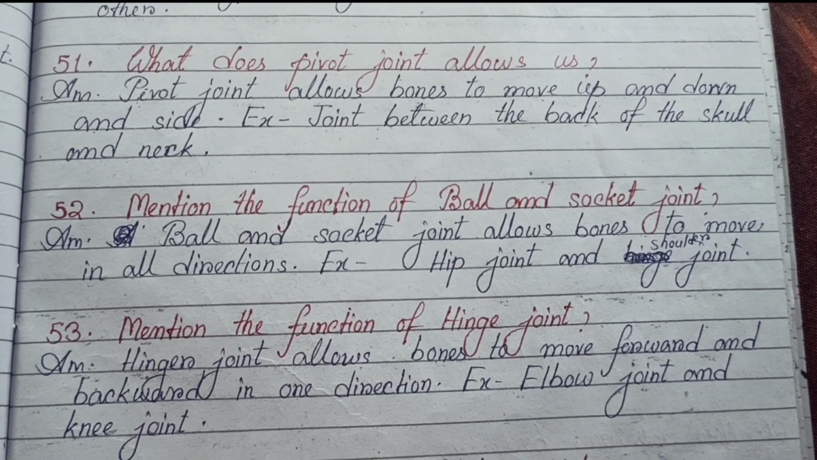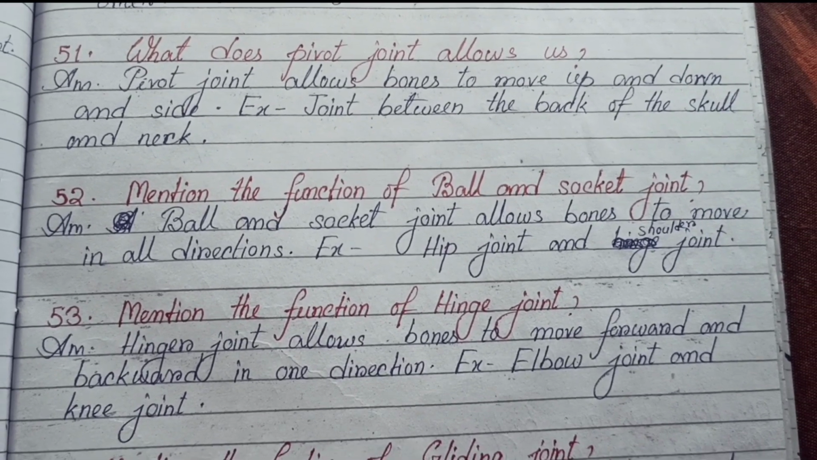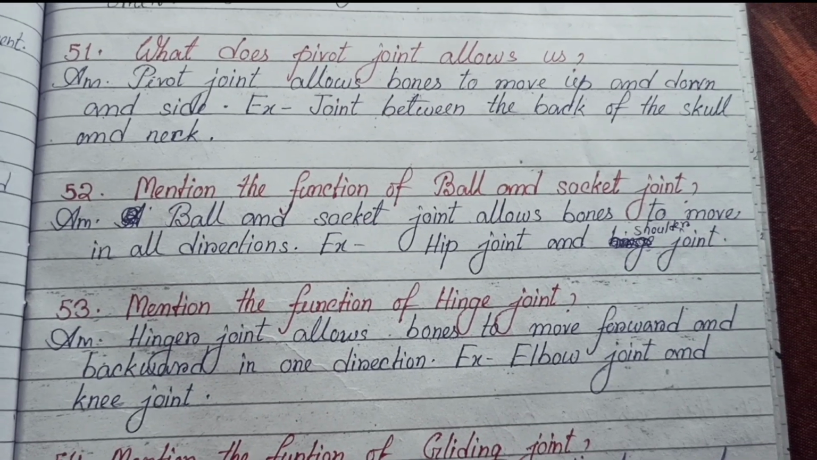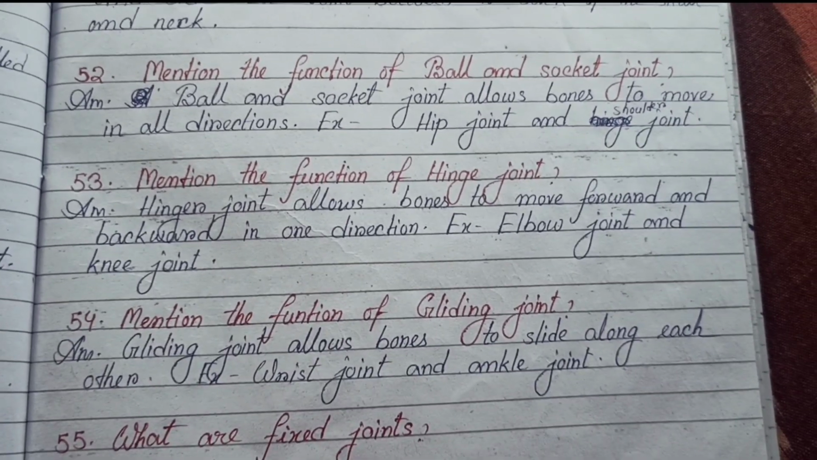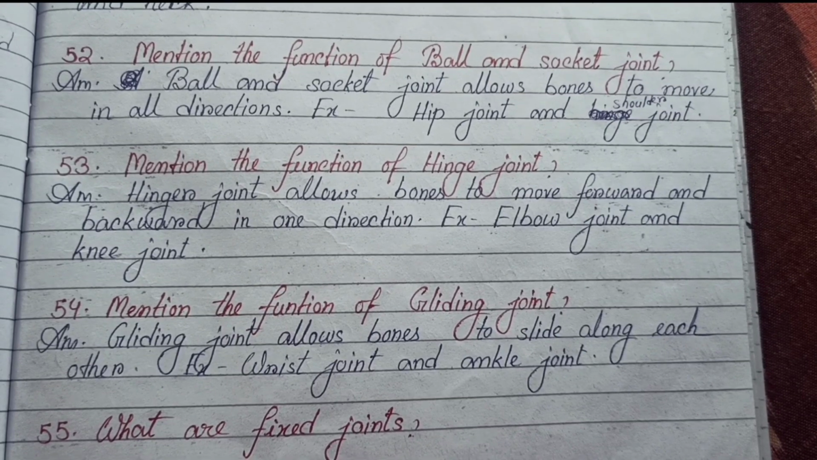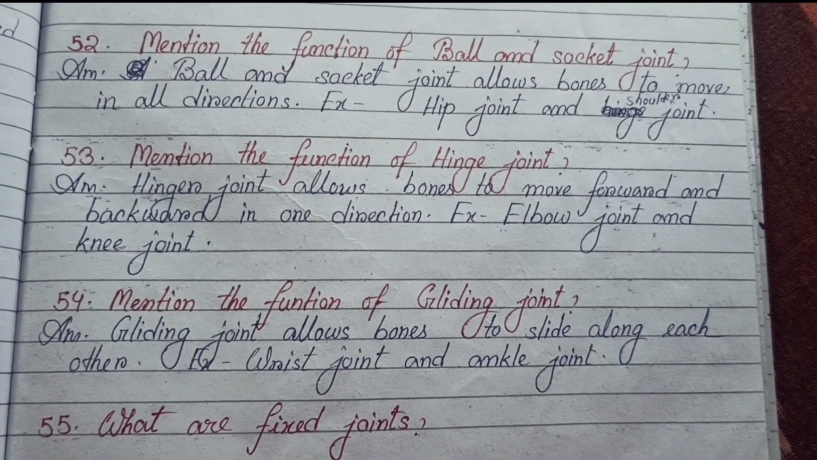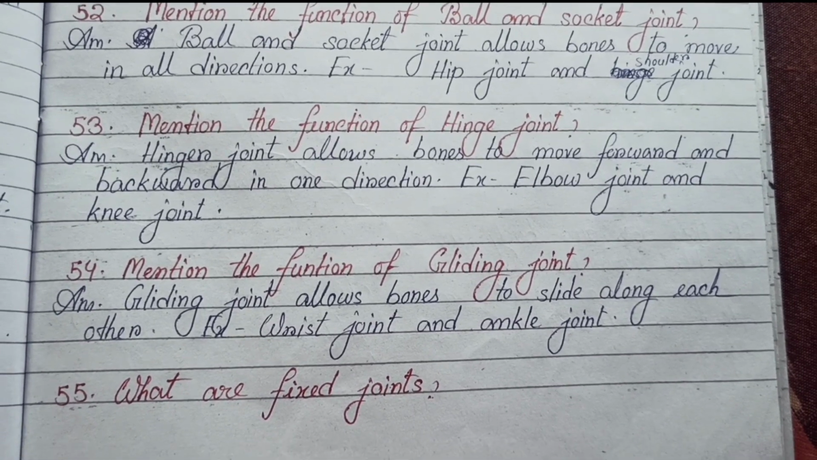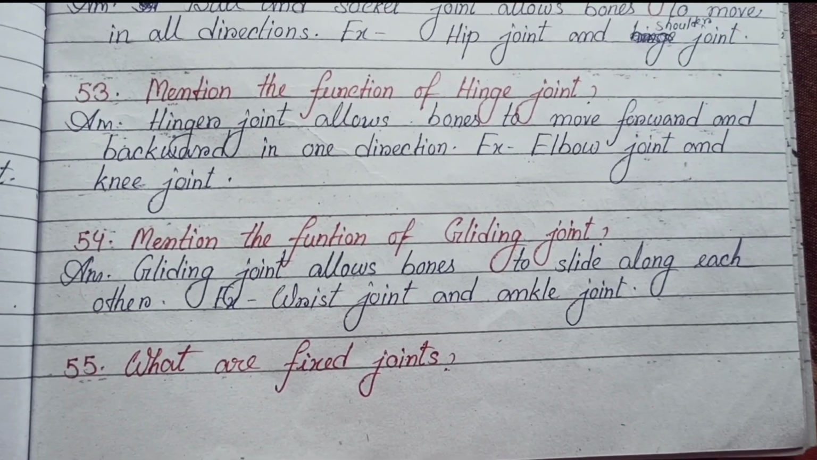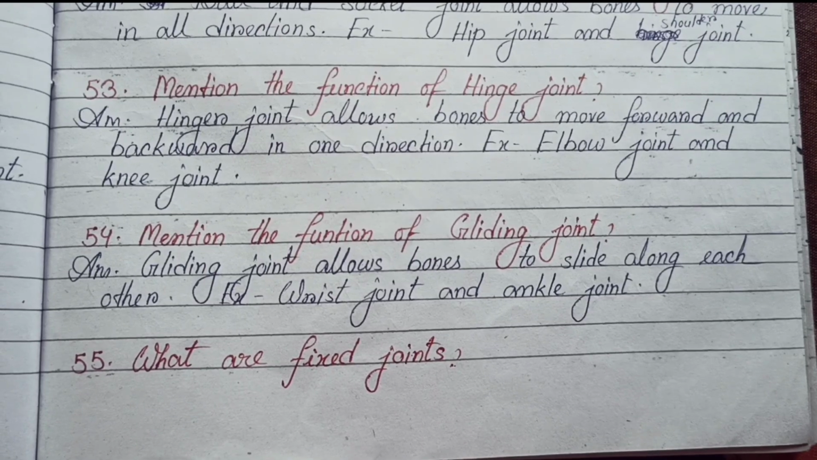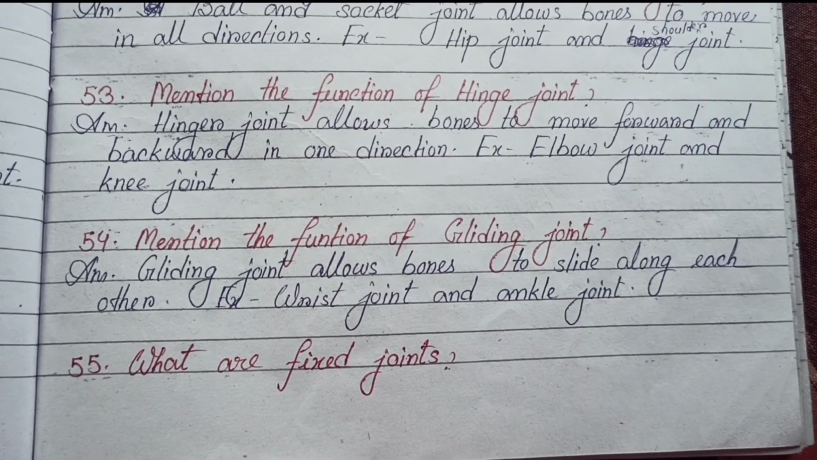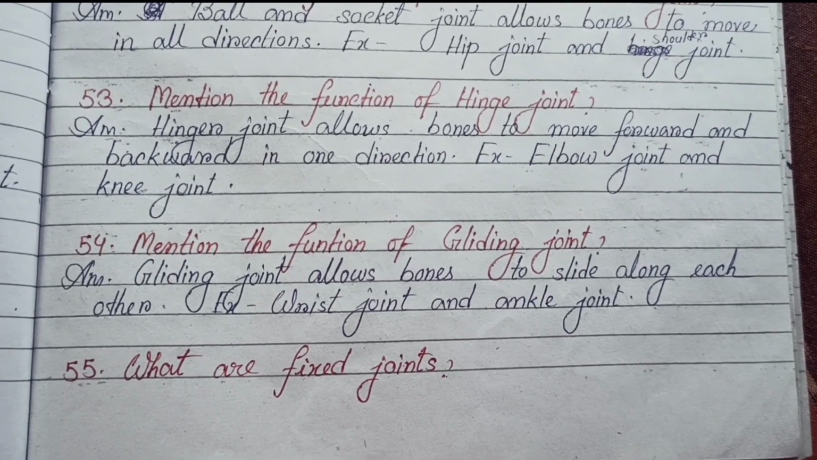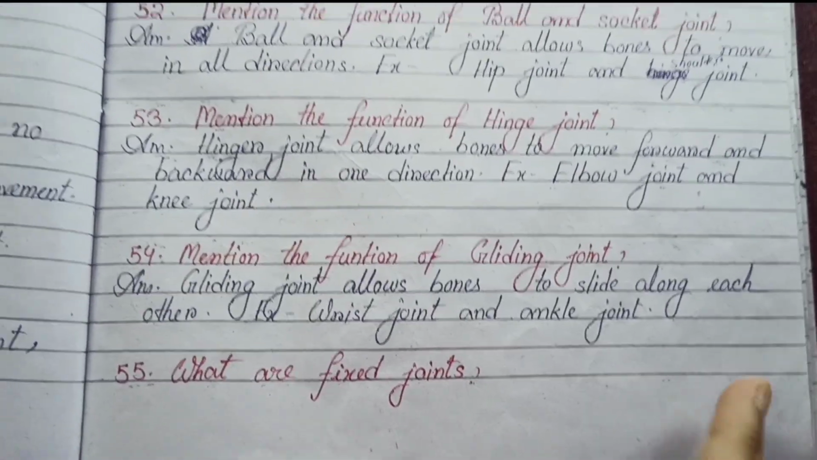52. Mention the function of the ball and socket joint. A ball and socket joint allows bones to move in all directions. Example, hip joint and shoulder joint. 53. Mention the function of the hinge joint. A hinge joint allows bones to move forward and backward in one direction. Example, elbow joint and knee joint. 54. Mention the function of the gliding joint. A gliding joint allows bones to slide along each other. Example, wrist joint and ankle joint. 55. What are fixed joints?